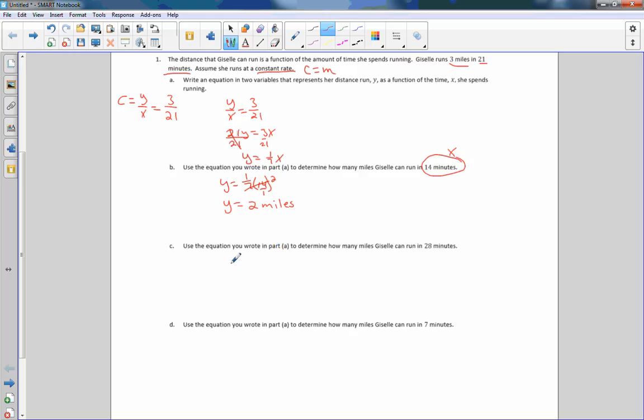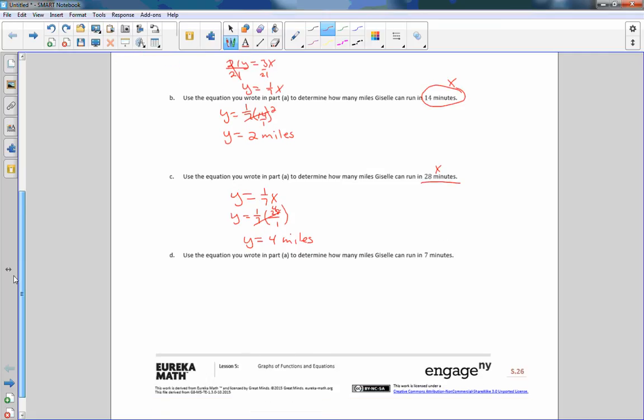Use the equation you wrote in part A to determine how many miles Giselle can run in 28 minutes. So there's my x again. Y equals 1/7 times 28 over 1. And then when I simplify, 7 will go into 28 evenly 4 times, so y equals 4 miles.